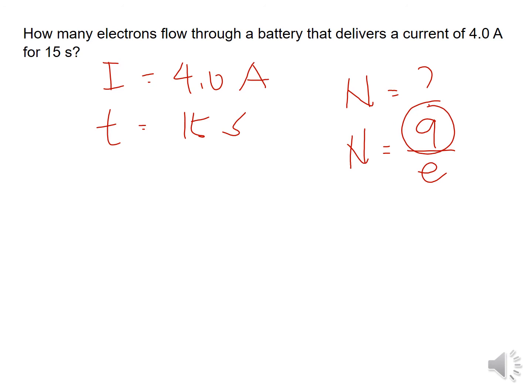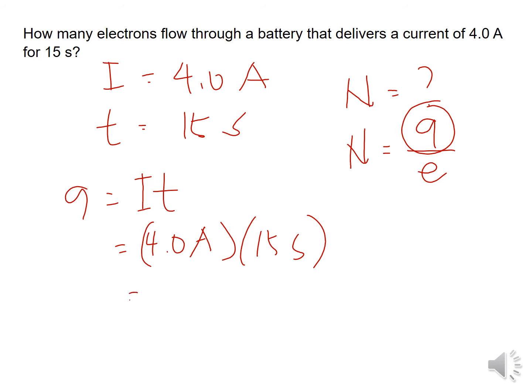So we can get the value of charge by using this formula for the current. So charge is equal again to current multiplied by time. So we just need to multiply 4 by 15 seconds. So we have 4.0 ampere multiplied by 15 seconds, this is equivalent to 60 coulomb.